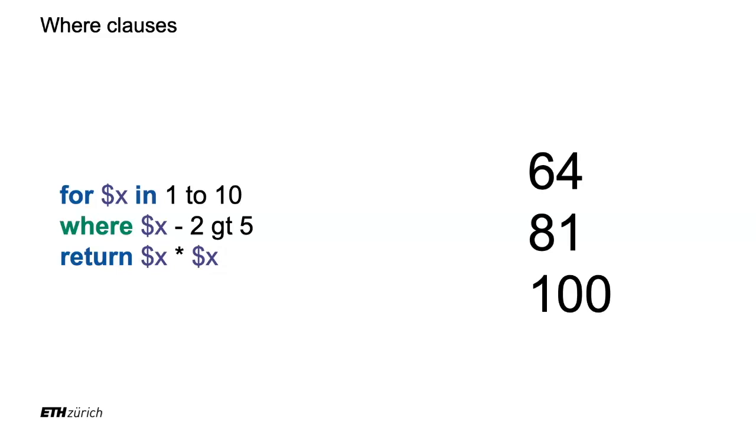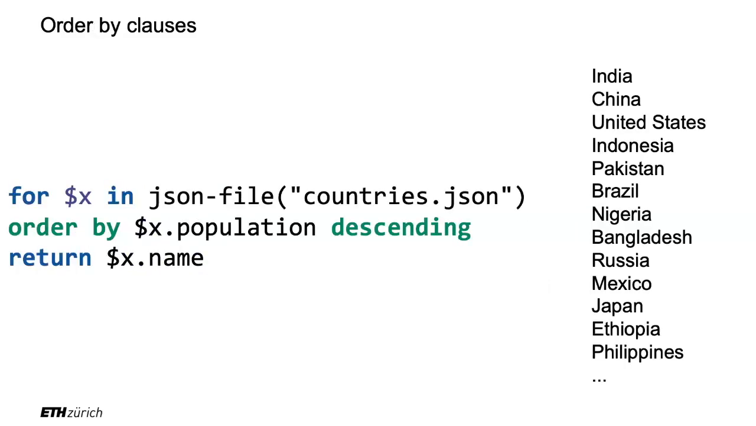But anyway, where $x minus 2 is greater than 5, so it means 7 is not going to work, 8, 9, and 10 are going to work, right? 8, 9, and 10 pass the filter. Who agrees? Okay, so 8, 9, and 10. So here you have the squares, $x times $x of 8, 9, and 10. So you see that's what the where clause does. It just throws away whatever doesn't pass the predicate. So the way to look at these flower expressions is top-down. You start at the top and you go clause by clause, and you just go through the flow of the bindings.